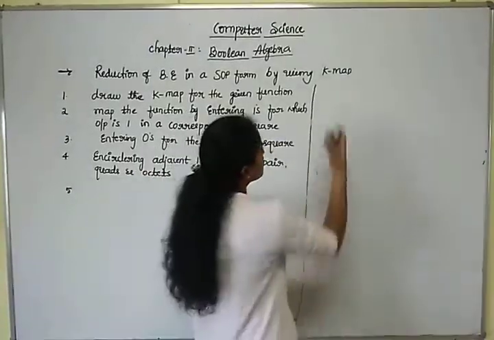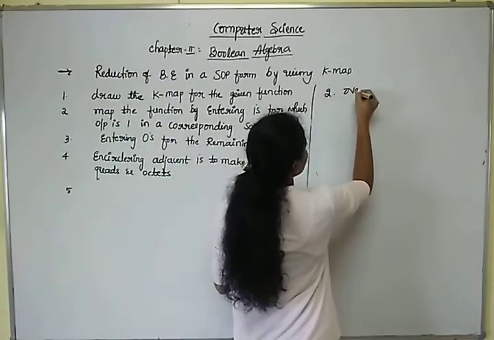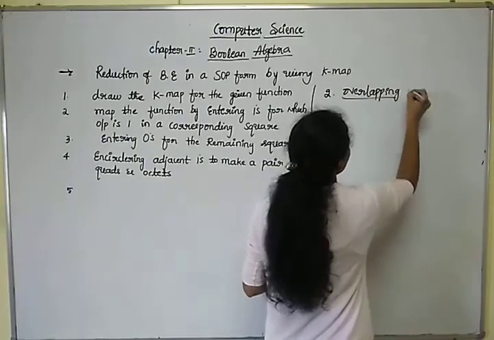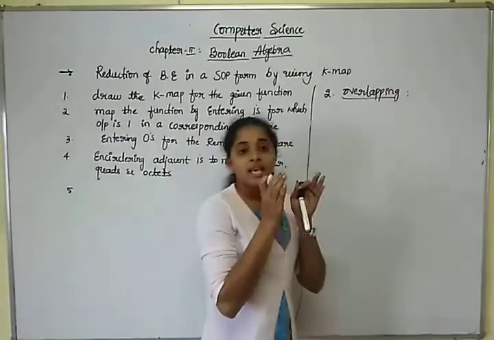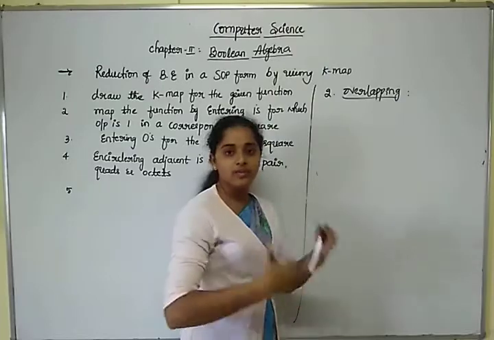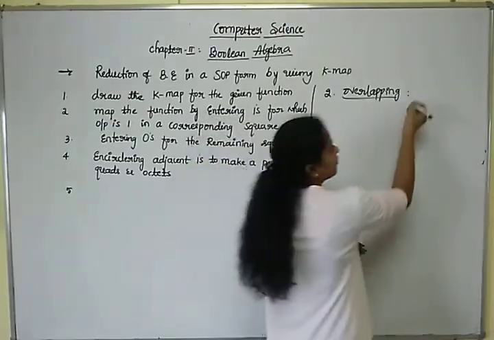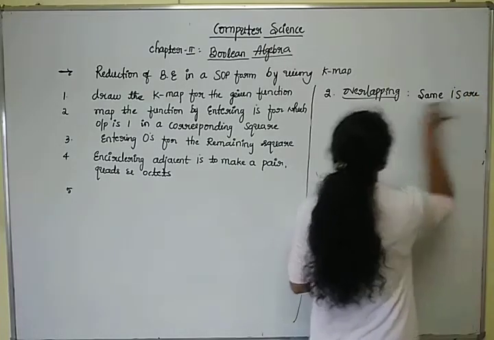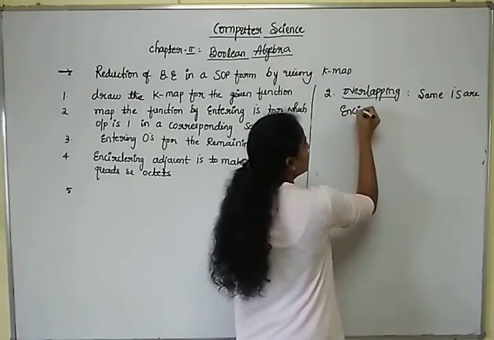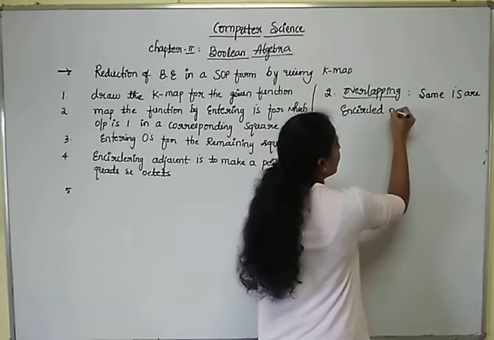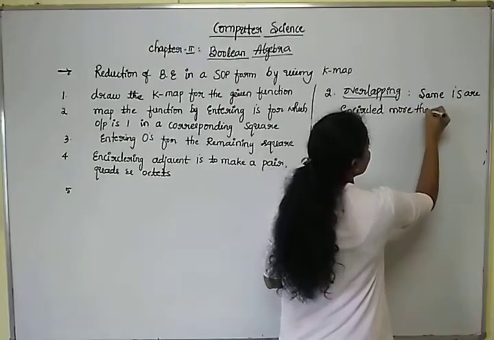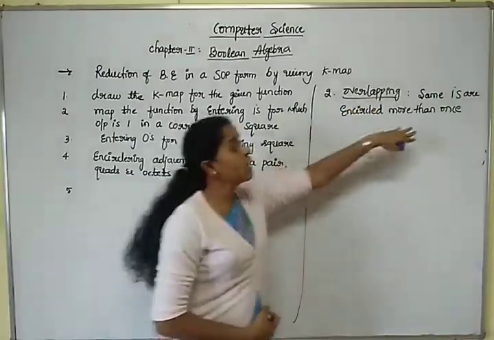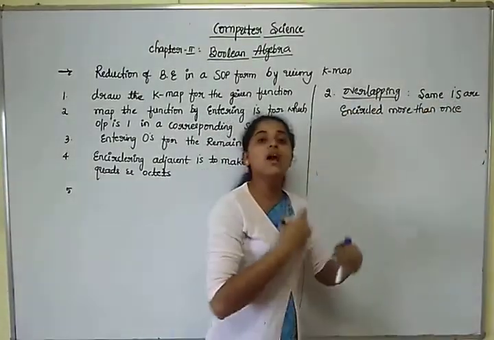The second one is overlapping. Overlapping means the same ones are encircled more than once.